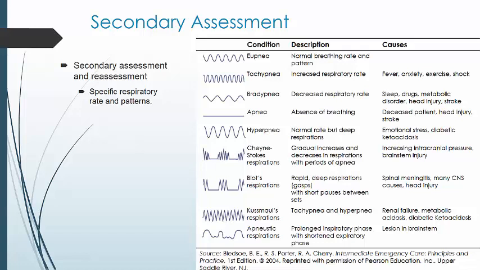And then apneustic is where you have a prolonged inspiration and then a puff out. That is usually a problem in the brainstem itself.